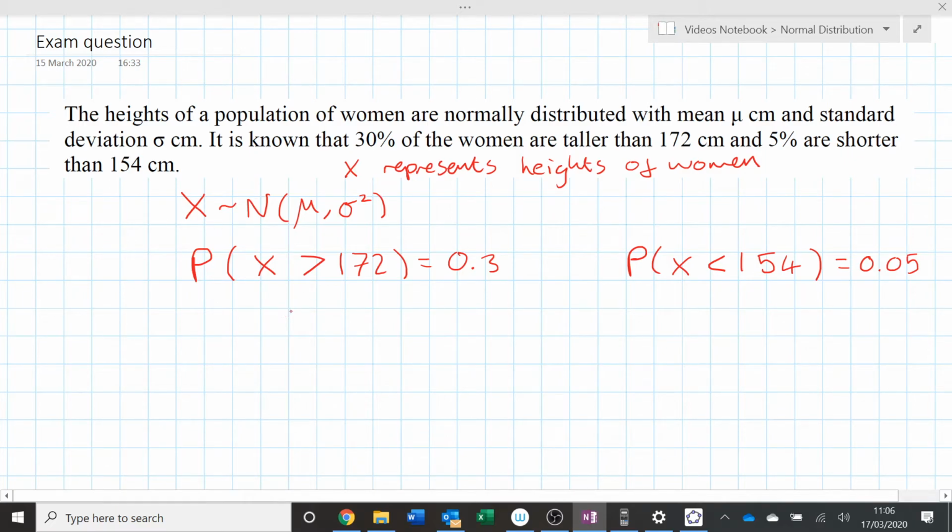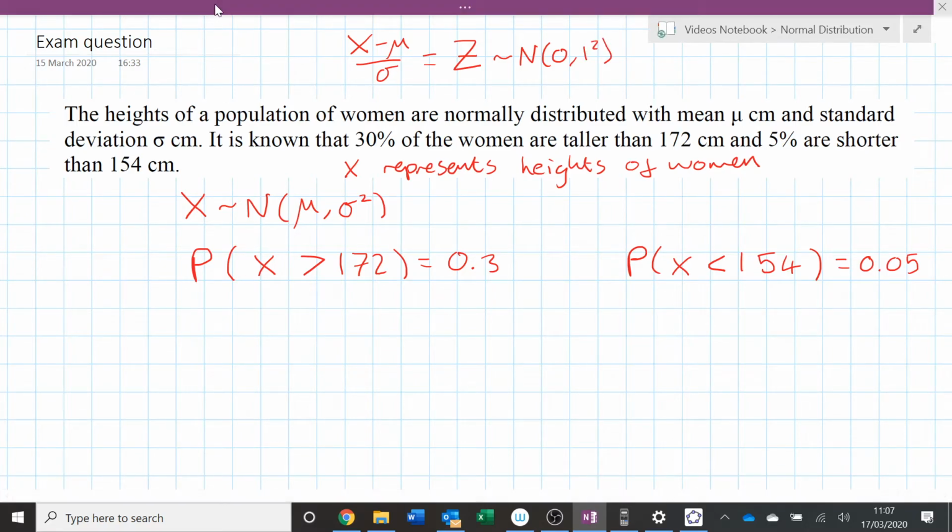Now you'll note I know neither mu nor sigma, but I've been given two pieces of information. And that should hopefully feel a bit like a simultaneous equation to you. So I'm going to do exactly the same as I did in the last one, but I'm going to do it on both of them, end up with a simultaneous equation, and solve. So I'm going to use again that, and I'm going to write at the top here to remind myself, x minus mu divided by sigma is equal to z, the standard normal distribution.